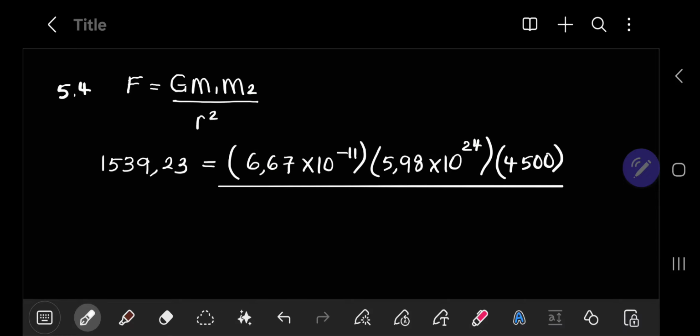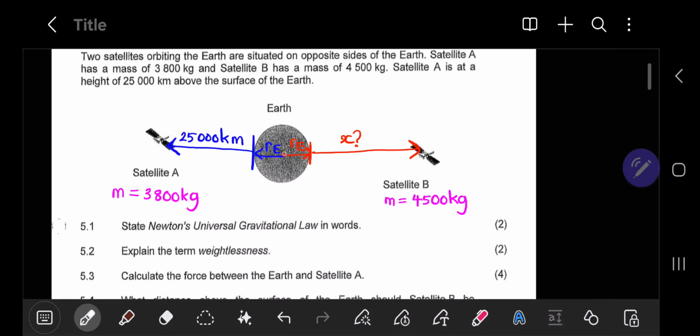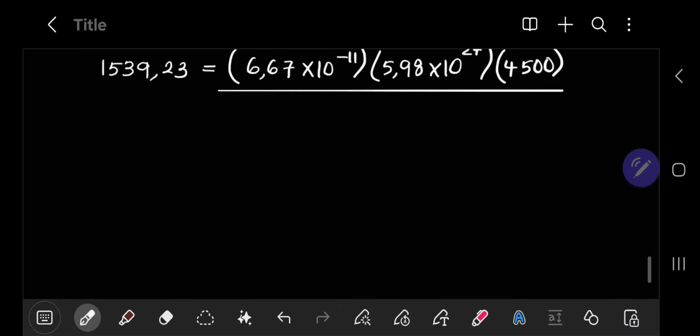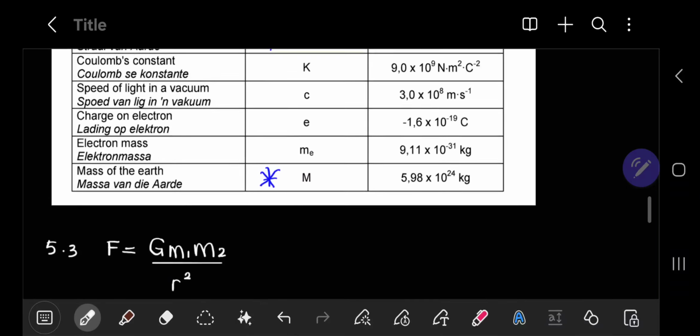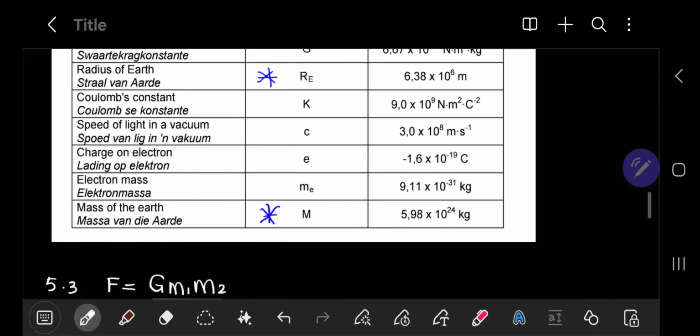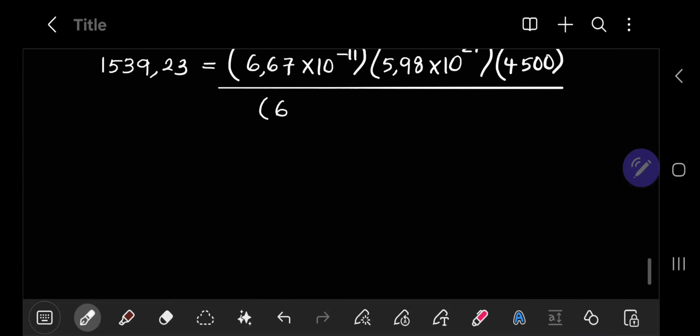And in the denominator, remember the distance between the Earth and satellite B is going to be the radius of the Earth plus x. And we need to solve for x. We are concerned with what x is. The radius of the Earth, we can take from our formula sheet, which is 6.38 times 10 to the power 6, plus that unknown distance x, and don't forget to square.